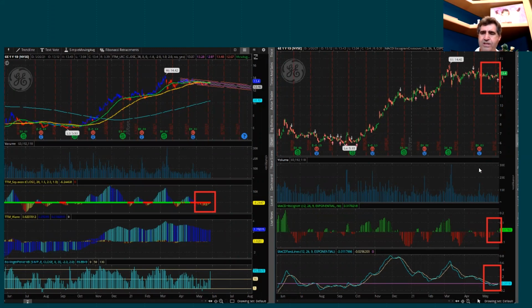And what you can see here is the color changed, basically went from red to green. Why? Because there was a crossover. The crossover gives us a buy signal. And because the histogram has changed, there's a crossover, you see this flash right here. This is just from today. So we got a buy signal on GE based on MACD, for instance.